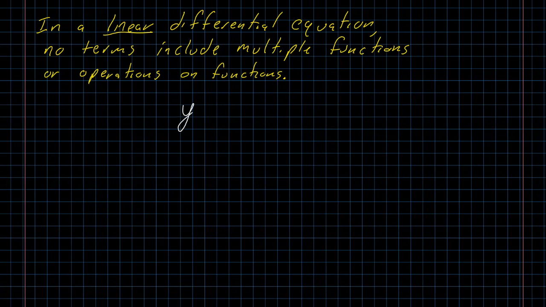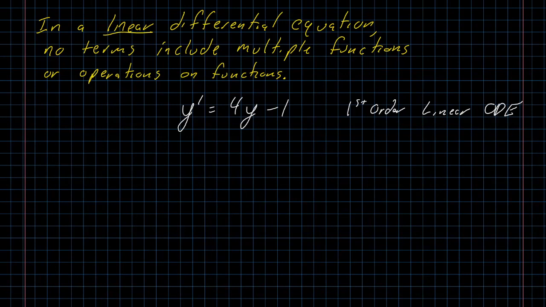So some of the equations that we've looked at previously, y prime equals 4y minus 1. To put everything together, this is a first order equation. This is a linear equation.